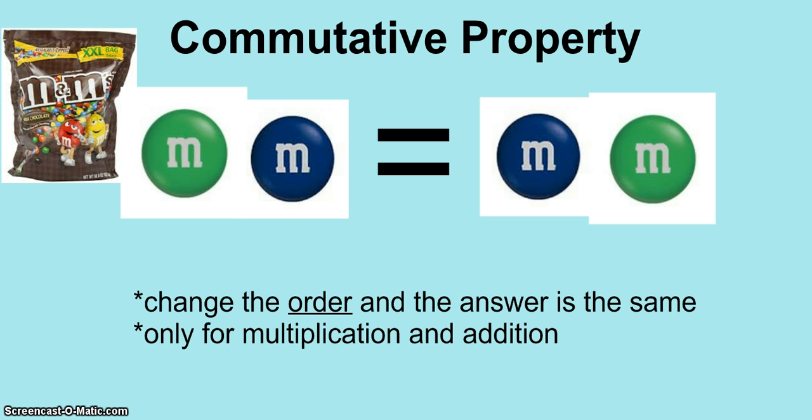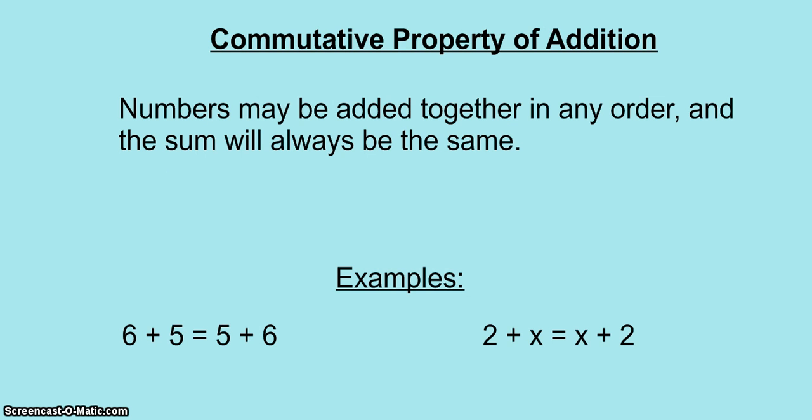So again, notice how the green M&M and blue M&M switch places on the other side of the equal sign. So the numbers or the variables in the given equation or expression just switch places. Okay? So again, it's just changing the order, and the answer still remains the same. And again, it's only for multiplication and addition.